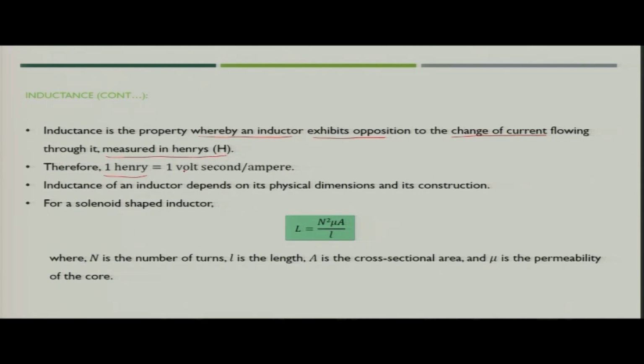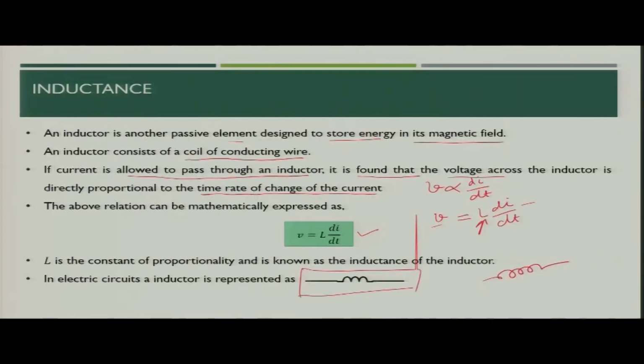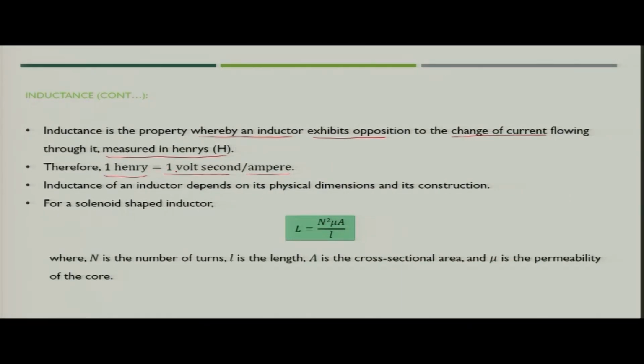So, what is 1 Henry? 1 Henry is nothing but 1 volt second per ampere. You can easily correlate this with V equal to L di by dt. So, L, if you write in small time step fashion, you can simply write V delta t by delta i. Voltage is in volt, t is in second, and i is in ampere. So, you can simply say that 1 Henry is nothing but 1 volt second divided by ampere.